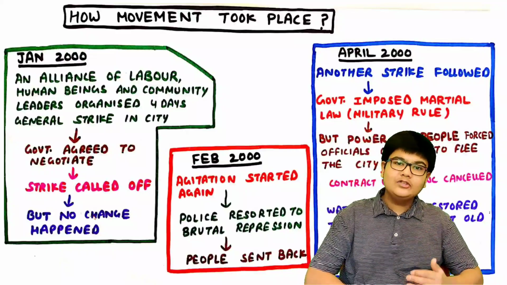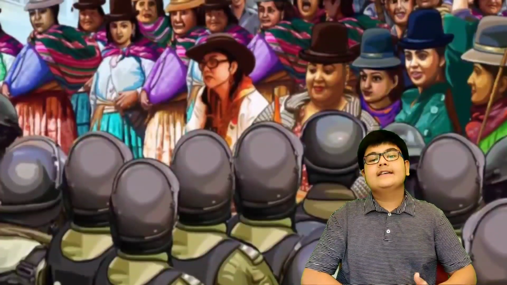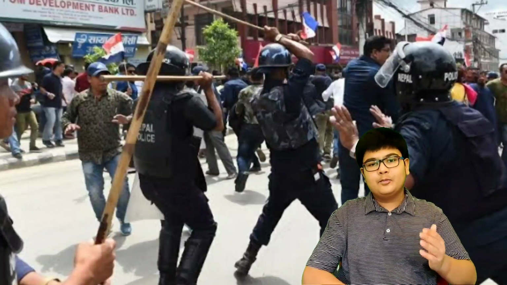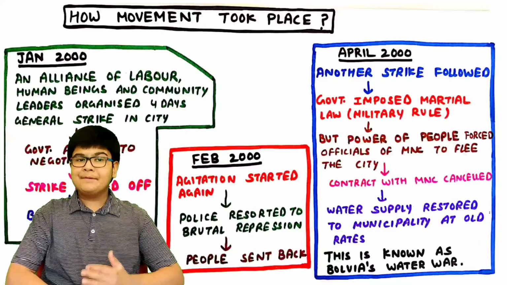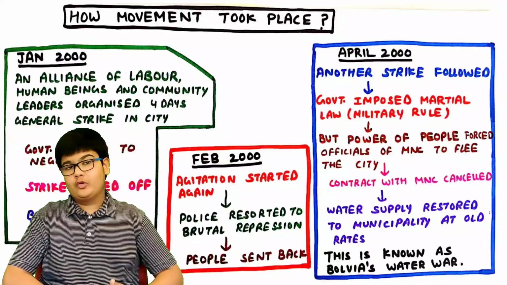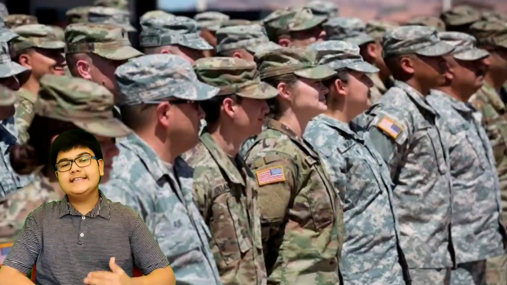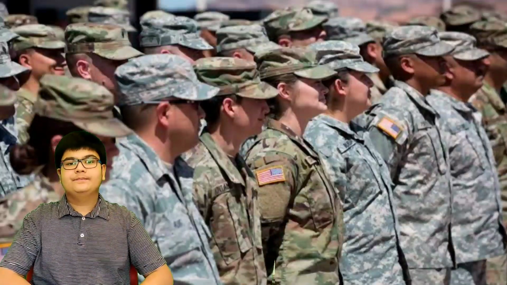Therefore, in February 2000, another agitation started. But the police resorted to brutal repression and in this way, the police sent the people back. In April 2000, another strike followed. The government imposed martial law. This means that the military controlled that city from now.